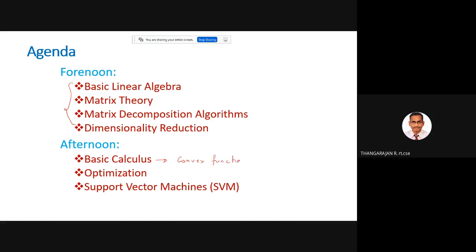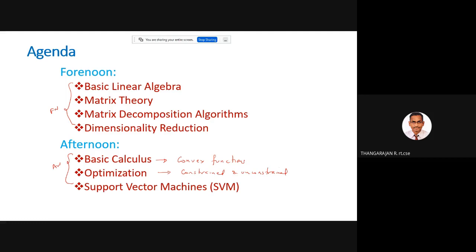And we'll see optimization, both constrained and unconstrained optimization. So this is the agenda for today.